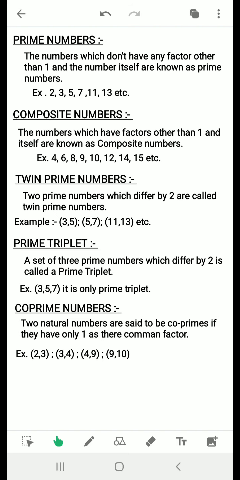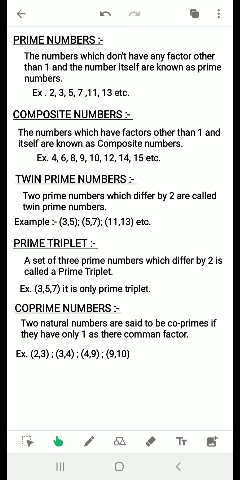Prime triplet. A set of 3 prime numbers which differ by 2 is called a prime triplet. Now, if there are 3 prime numbers and the difference of each of them is 2, just like 3, 5 and 7. 5 minus 3 is 2. 7 minus 5 is also 2. The differences of these 3 prime numbers are 2, 2, 2. Then they are a prime triplet.